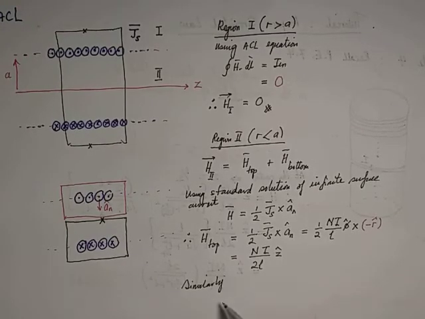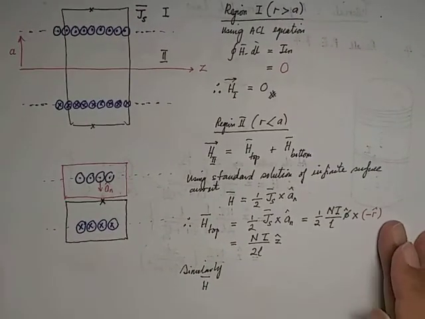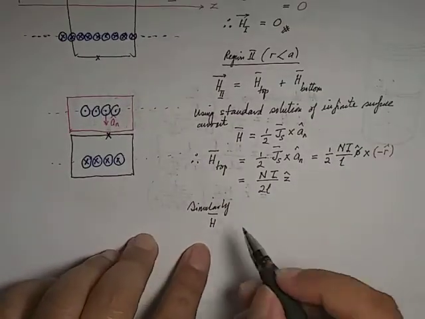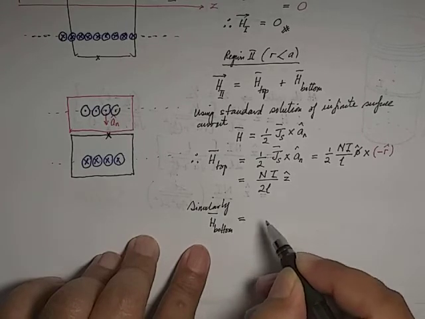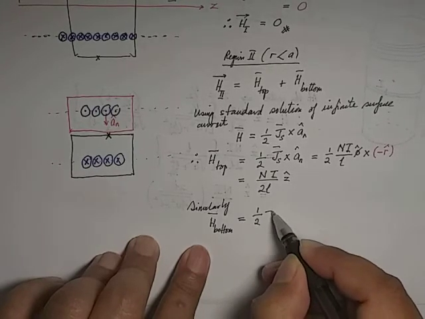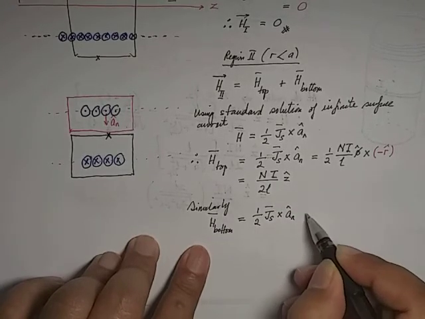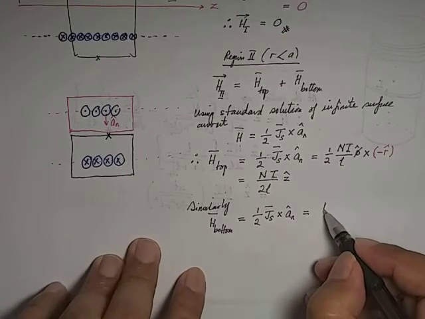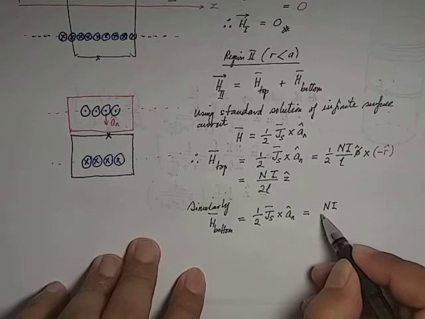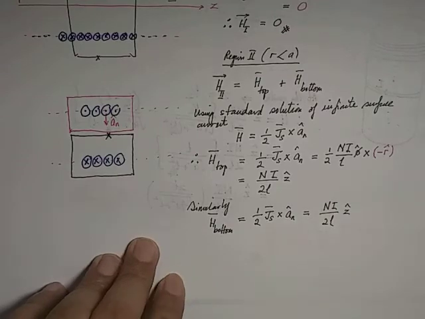Okay, similarly, we're going to define now H bottom. Okay, H bottom now is going to be half Js cross An, and then I'm sure if you do it properly, it's going to end with the same solution as what we obtained above. Yeah, so therefore that should be our solution.